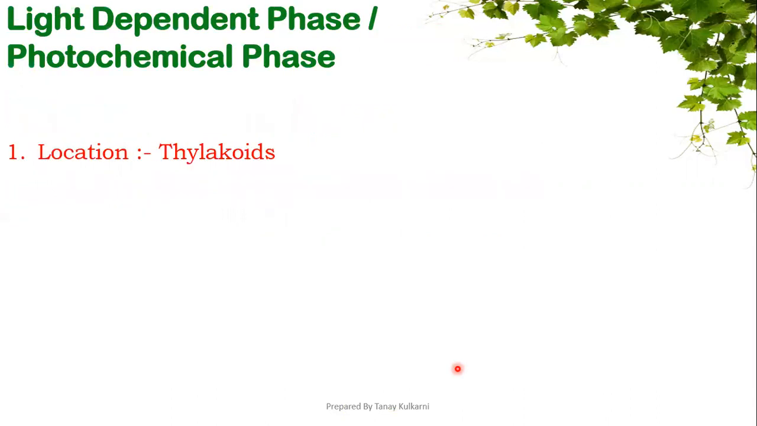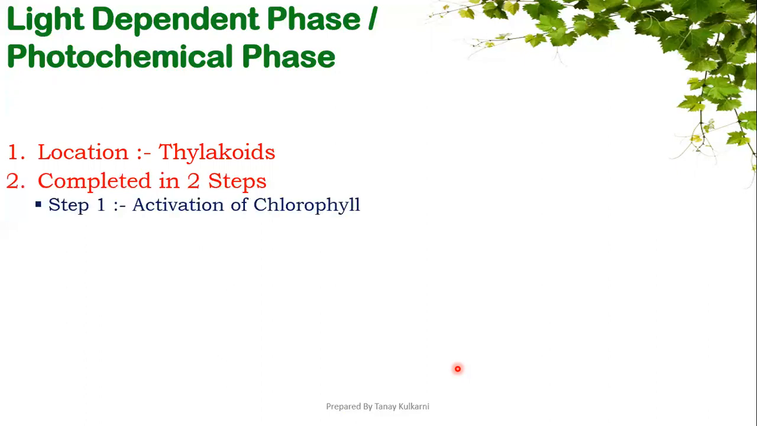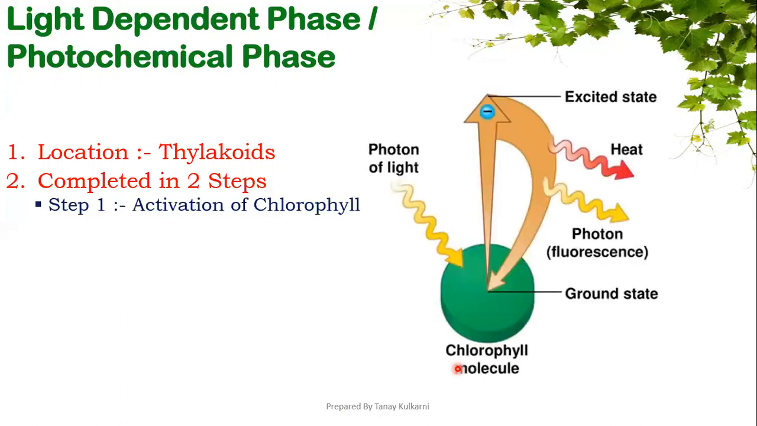First is the light dependent phase, also known as the photochemical phase, which will be completed in the thylakoids of the grana. It is divided into two sub-steps. Step number one, activation of chlorophyll. This activation of chlorophyll will occur only on exposure to light energy. As you can see in this picture, photons, known as the smallest unit of light energy, strike the chlorophyll molecule.